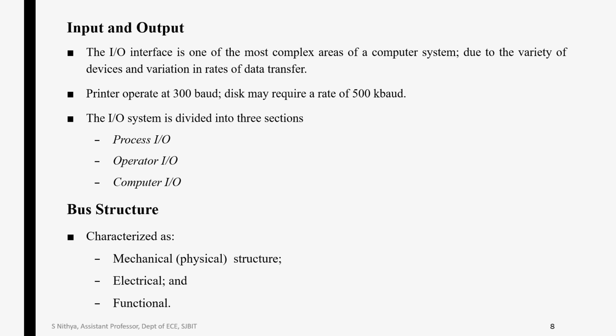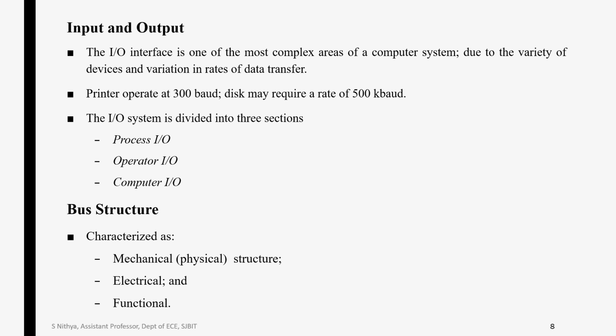And the next is bus structure. The bus structure is characterized by the mechanical structure, the electrical structure and the functional structure. Mechanical structure is the physical structure, electrical is another, and the third is functional. The mechanical structure means the buses are collections of conductors which carry the electrical signals. The electrical structure means the signal level, loading and types of output gates. And the functional structure describes the type of information in the electrical signals flowing along the bus conductors.